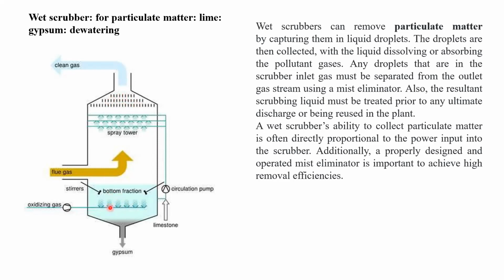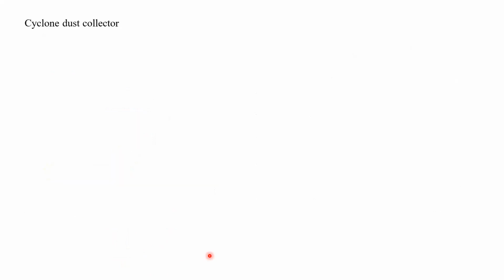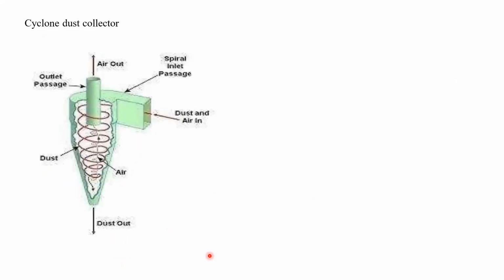So the water collected at the bottom can be treated by adding limestone and so on as a reagent, and it becomes gypsum. The water can also be reused in this cycle in the power plant. So this controls particulate matter and also SO2 components. Now the last one is the cyclone dust collector.